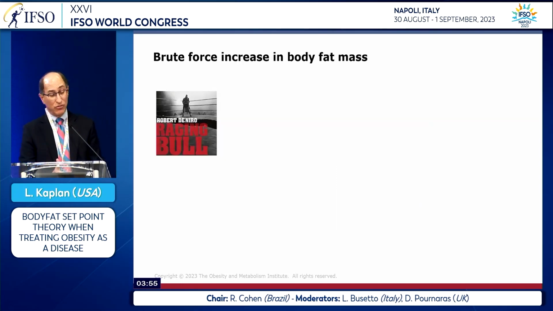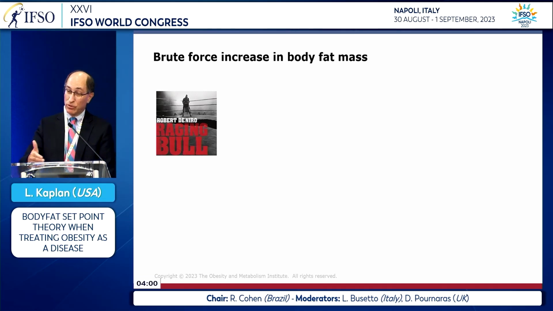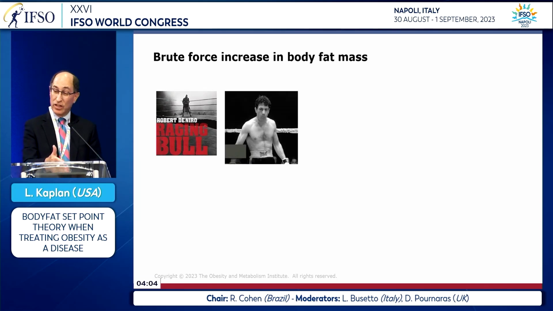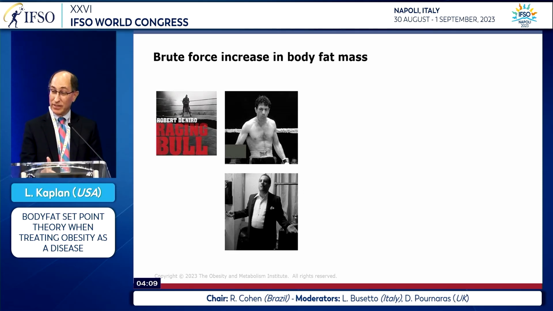Now, the opposite also is true. If you look at Robert De Niro playing the aging boxer in Raging Bull, this is a 40-year-old movie. What you see here is what he looked like at the beginning of the movie, and a few months later, this is what he looked like in the middle to the end of the movie. He had gained 40 pounds, 20 kilograms.